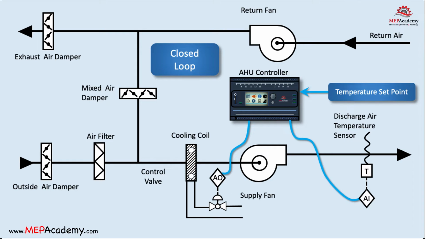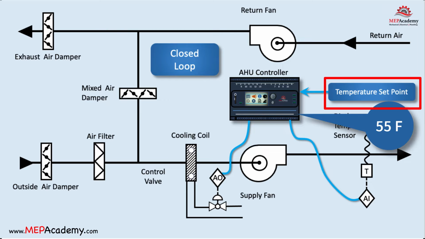A discharge air temperature sensor is placed in the air stream after the heating or cooling coil. Its purpose is to measure the temperature of the air leaving the coil, which is known as the discharge air temperature. The discharge air temperature is sent to a controller in the form of an analog input. The controller compares the actual discharge air temperature to the desired set point temperature.